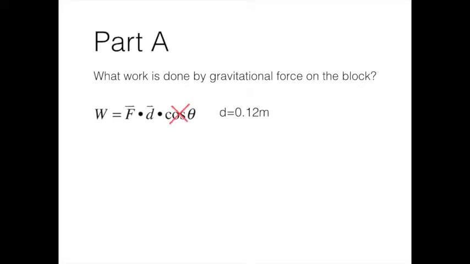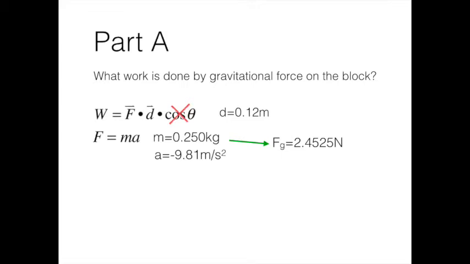The displacement we know to be 0.12 meters, and the other equation we're using is force equals mass times acceleration. We're going to use this equation to solve for the unknown force in the work equation. Now we know the mass of the block to be 0.250 kilograms. The acceleration is negative 9.81 meters per second squared, because that's the acceleration of gravity. Multiply those out, we get Fg, the force of gravity, equals 2.4525 newtons. And with sig figs, that's 2.45 newtons.